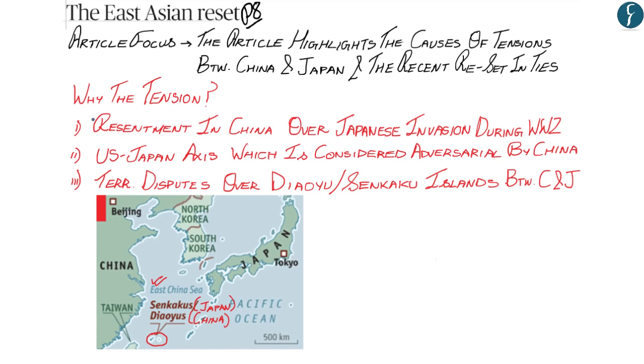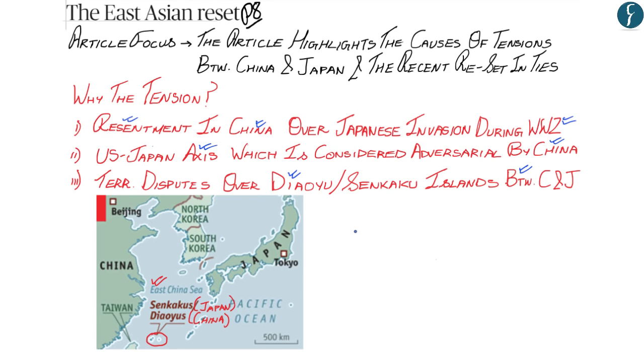Hopefully up till here you have understood the three causes of tension highlighted by the author. The first is that there is continued resentment in China over the Japanese invasion during World War II, in which Japanese forces committed a lot of atrocities in China. The second is the US-Japan axis, which is considered adversarial by China, including the joint military exercises in the East China Sea and the South China Sea, the stationing of US troops in Japan, and other factors of US-Japan relations which China considers adversarial to itself. The third and final cause is the territorial dispute over the Diaoyu or Senkaku Islands between China and Japan.